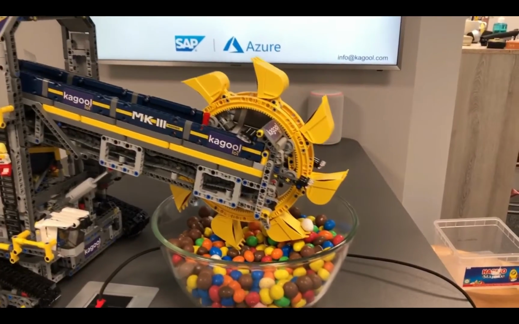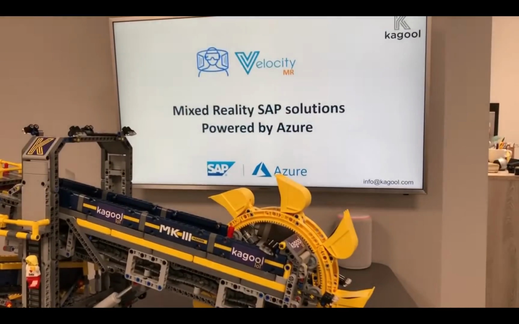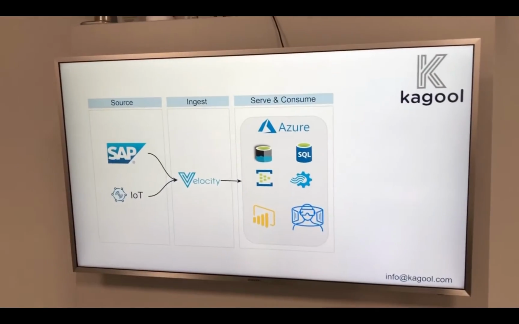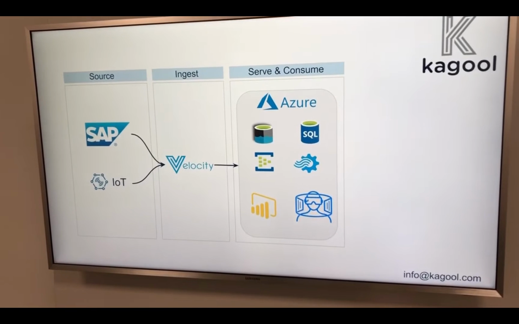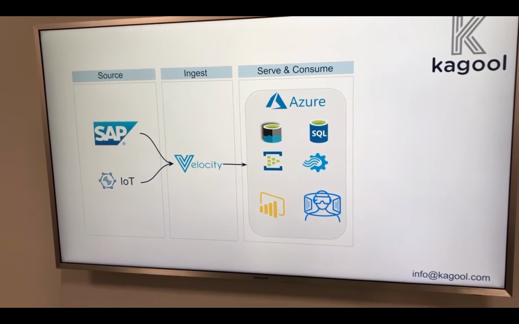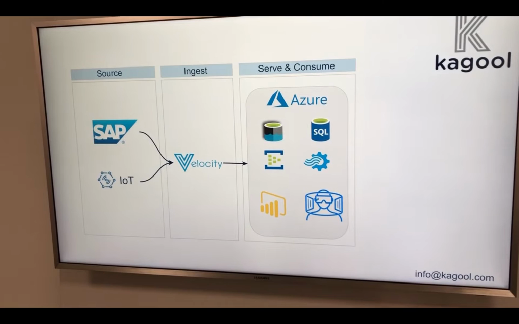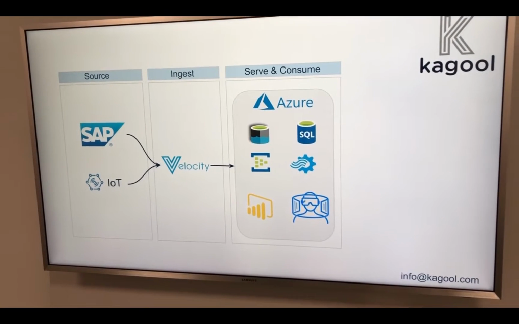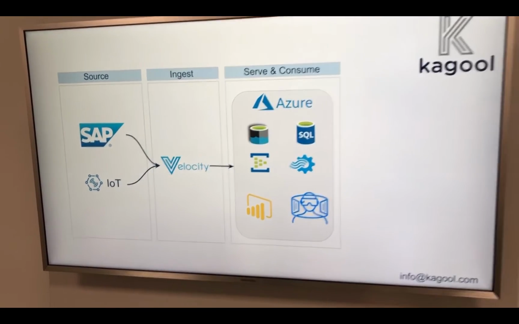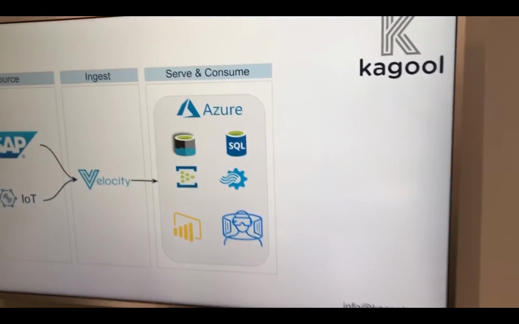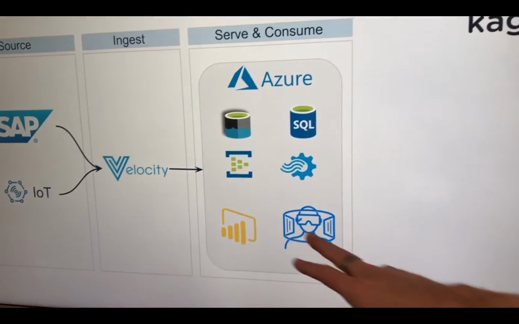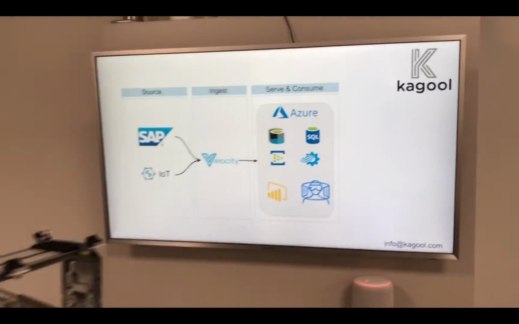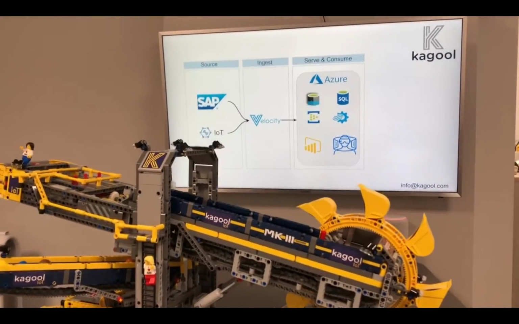Now, taking this further, I just want to show you what the MR solution is and how it works. Essentially we ingest the SAP data and IoT data into Azure using our Velocity product. That's the existing ingestion toolkit. Then, as I said before, we present the information using Power BI, and now we're presenting the information through the Velocity Mixed Reality tool. So I'll show you an example of how that works.